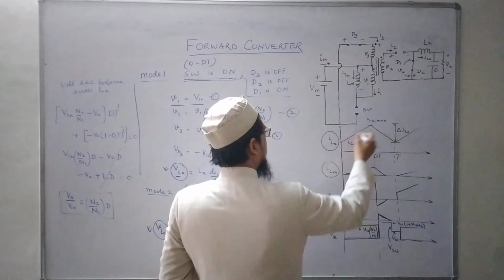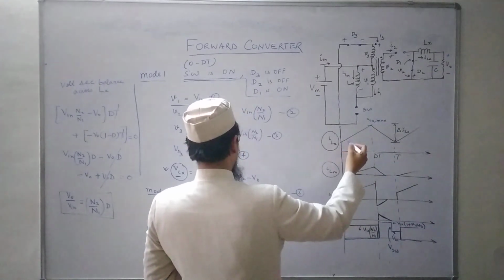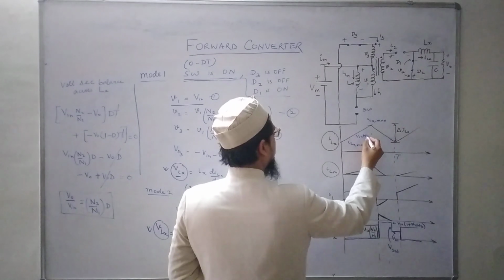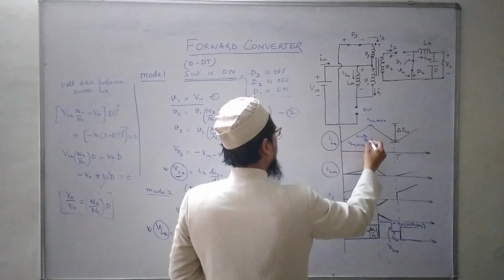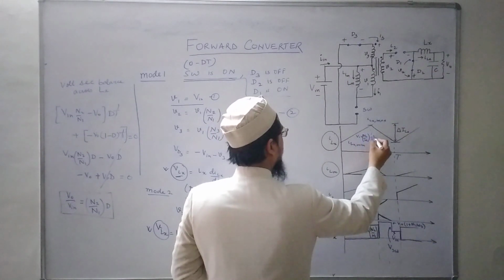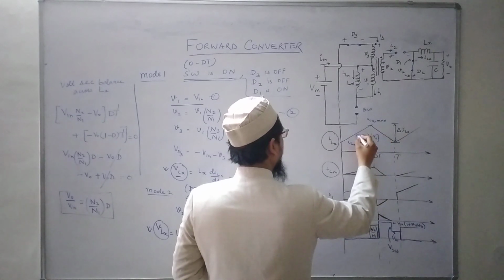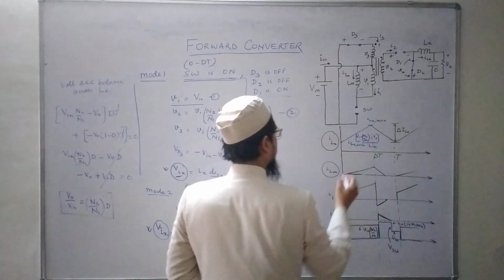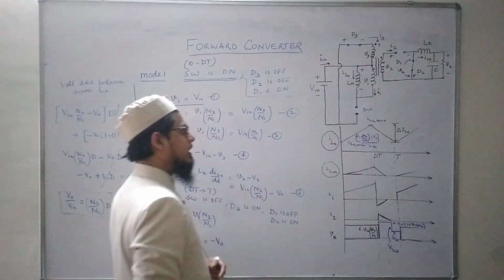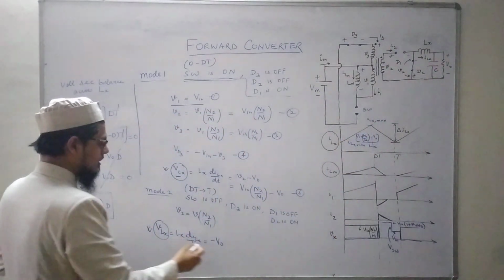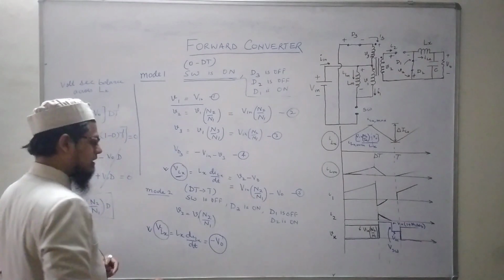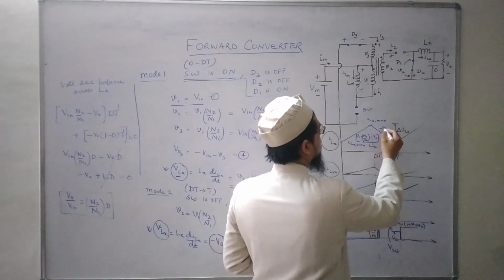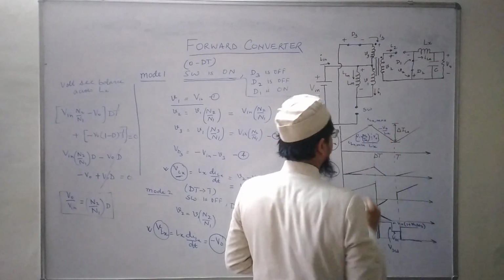The slope of this line can easily be found out. It would be V in N2 by N1 minus V naught, and whole thing divided by Lx. So this is the slope, while from dT to T the slope is negative. It could be seen here. So this slope is minus V naught by Lx.